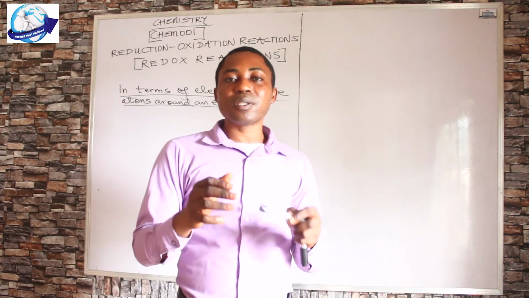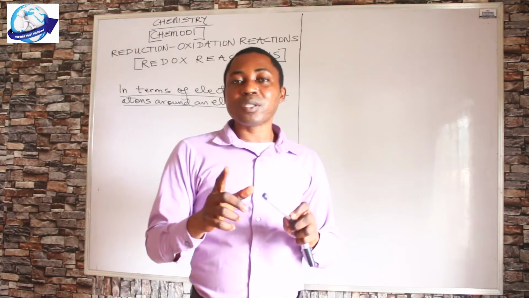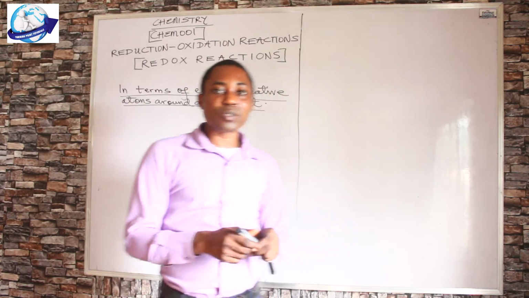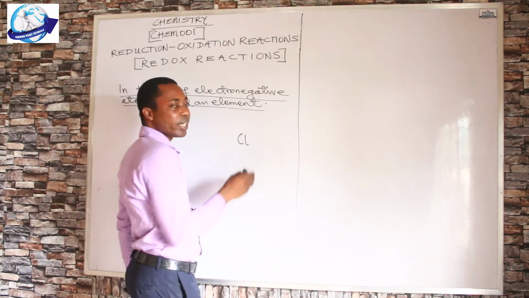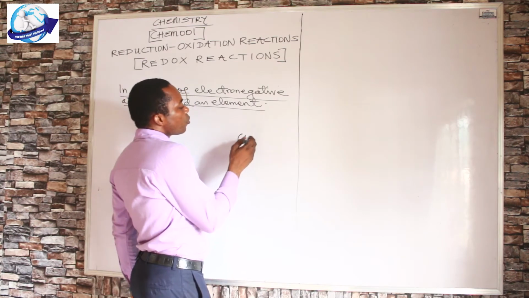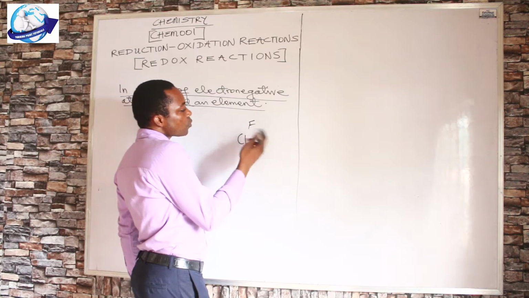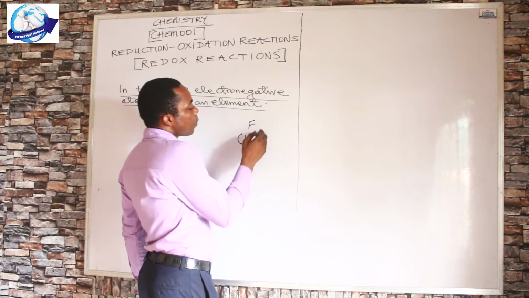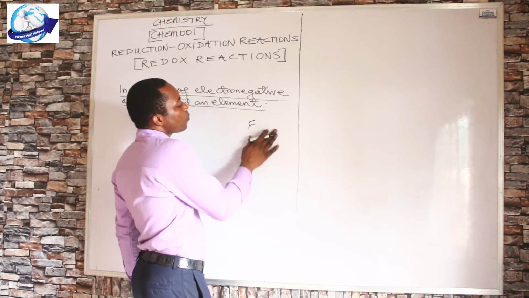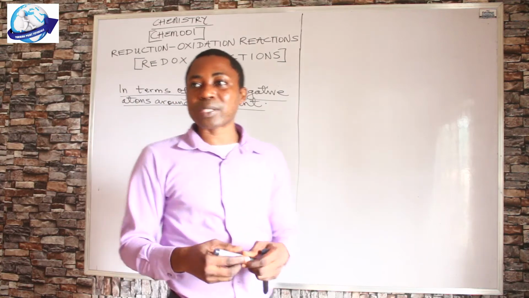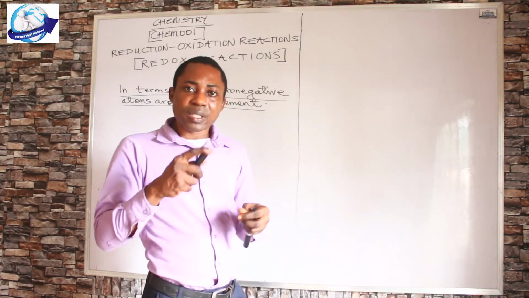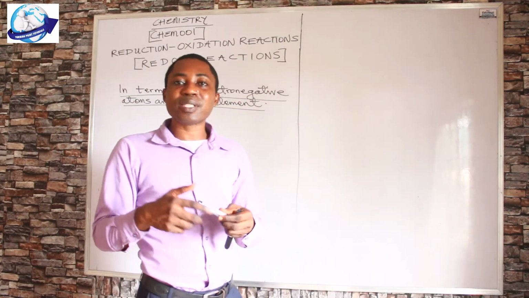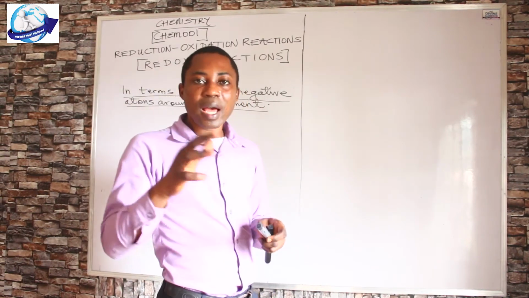Let's consider oxidation first, because we are dealing with electronegative atoms around an element. Examples of electronegative atoms include chlorine, fluorine, oxygen, and bromine. Let's now see a good example of an increase in the number of electronegative atoms around an element.